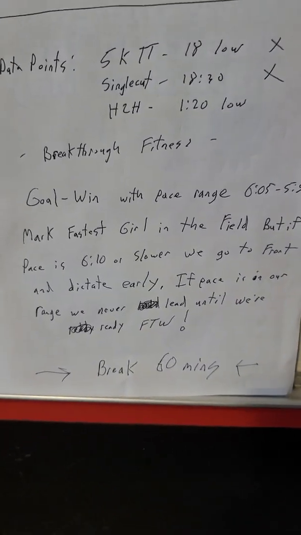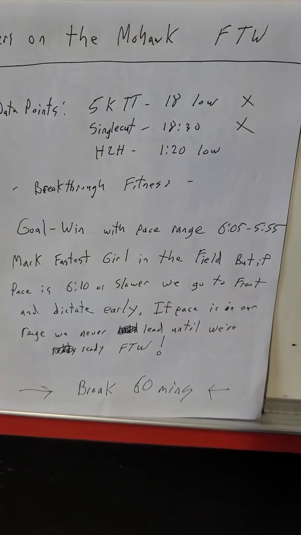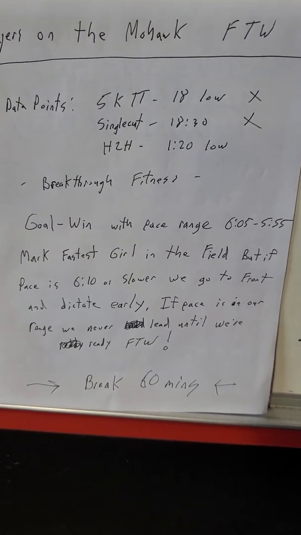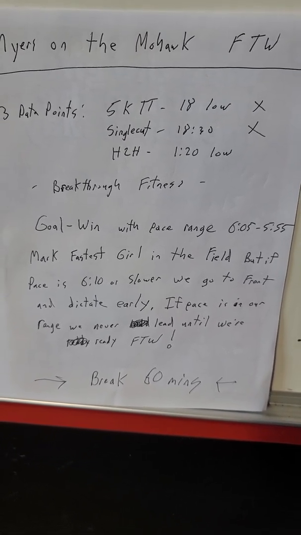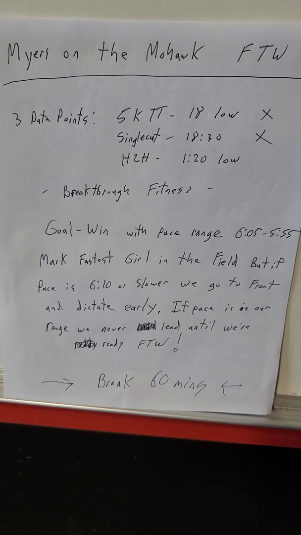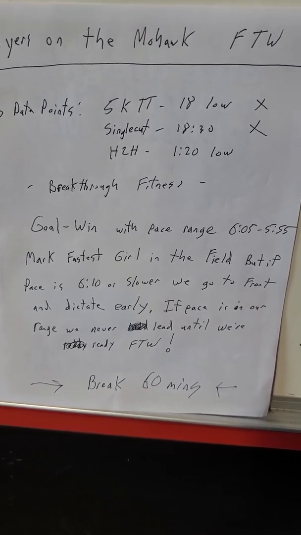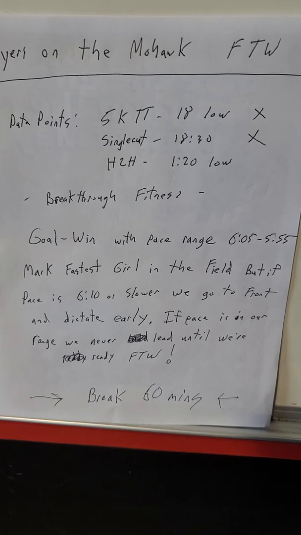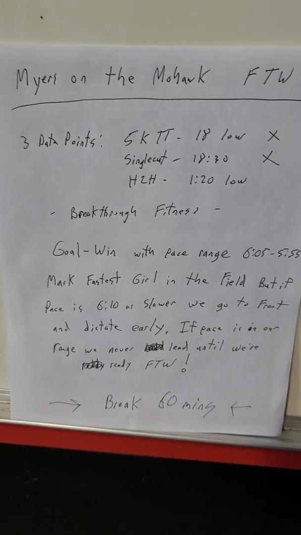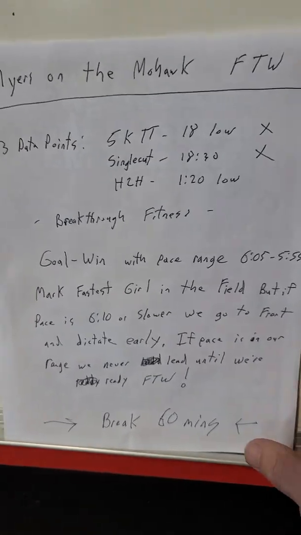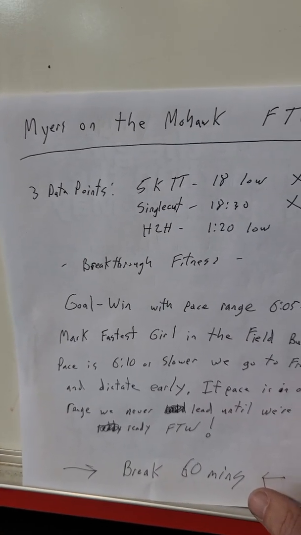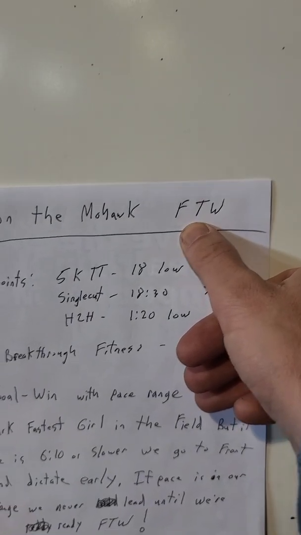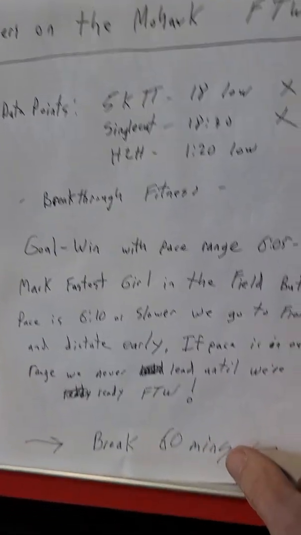Our goal is to win with a pace range of 6:05 to 5:55. We're going to mark the fastest girl in the field right from the beginning. And if the pace goes above 6:10 or slower, we will go to the front and dictate early. If pace is in our range, we will never lead until we're ready to take the win. Our supplemental goal at the end, which I think is very tangible, is to run under 60 minutes. But this is the goal. Number one goal by far. Supplementally, we'll get there.